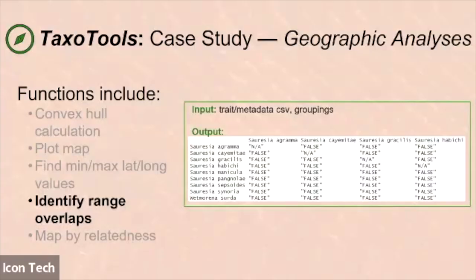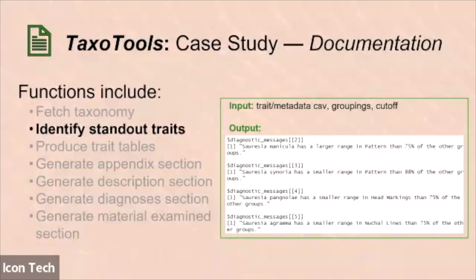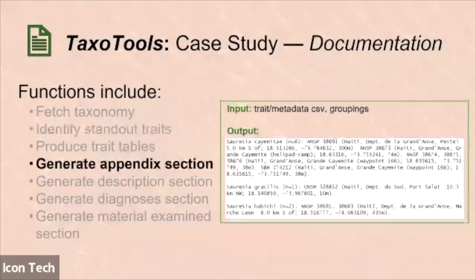So those are all false because none of them are overlapping, but it would be true if any of them were. Finally, for documentation, you can identify standout traits, which is really important if you're trying to find diagnostic traits. Using a user-defined cutoff, you can say if a given grouping differs from more than 50 or 75% of the other groups within the data set.